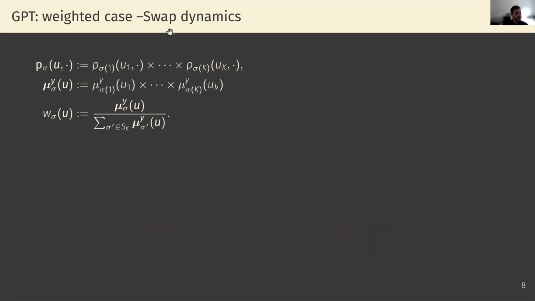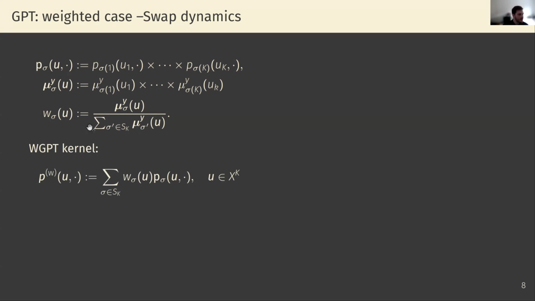For the weighted generalized parallel tempering case, where the intuition is that we want to sort of swap the dynamics of the chains, we need to introduce a little bit more notation. So we define P sigma U as this product of permuted Markov transition kernels P. We define mu y sigma U as this joint measure with the permuted temperatures. So it's a bit different from mu y of U sigma. And we define this weight W sigma U as follows.